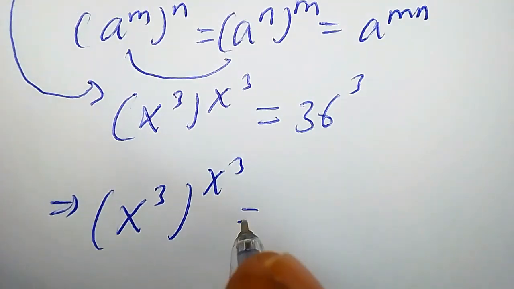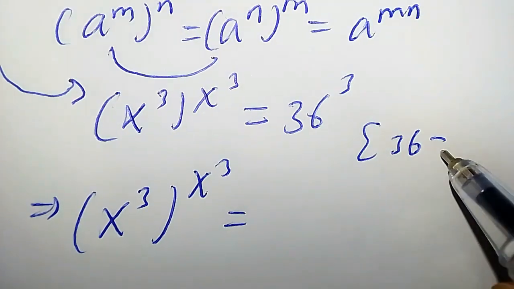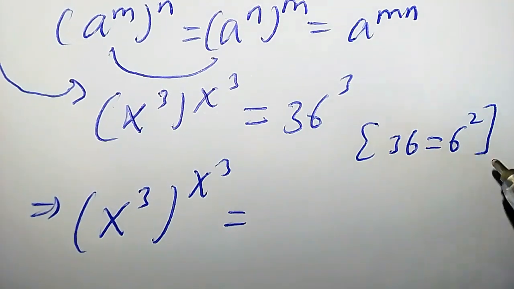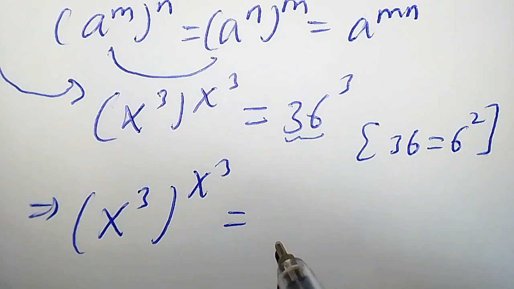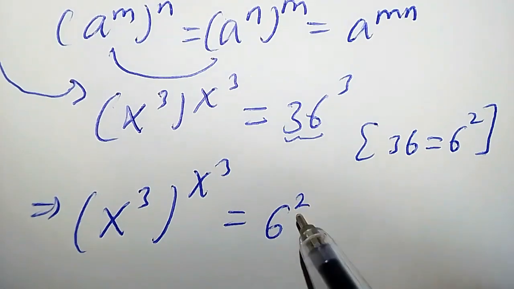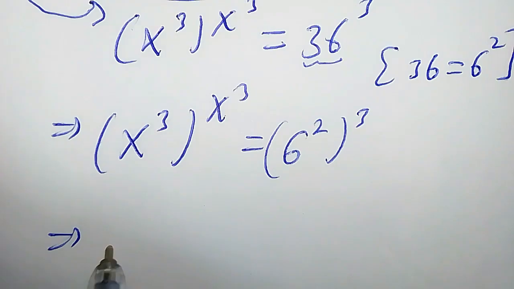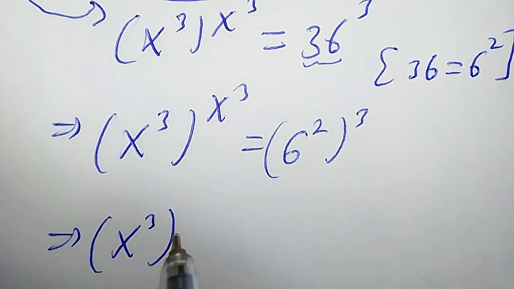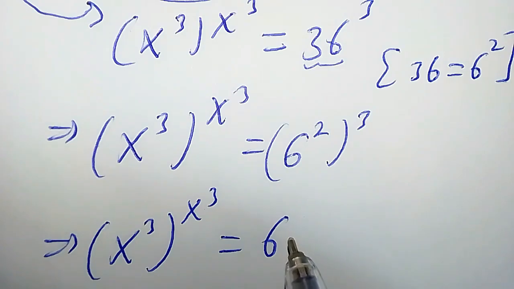which implies that x to the power of x cubed times x cubed is equal to, we can rewrite 36. 36 is the same thing as 6 to the power of 2. So we are going to replace this 36 with this guy. So we're going to have 6 to the power of 2 times 3. Doing that, we have x cubed times x cubed equal to 6 to the power of 2 times 3, that is what?